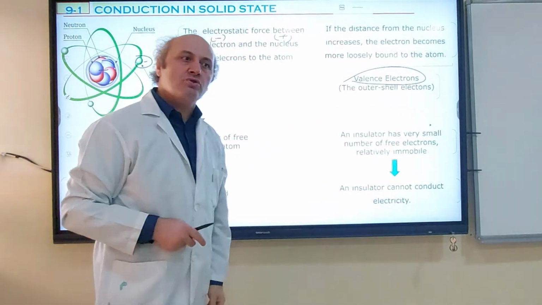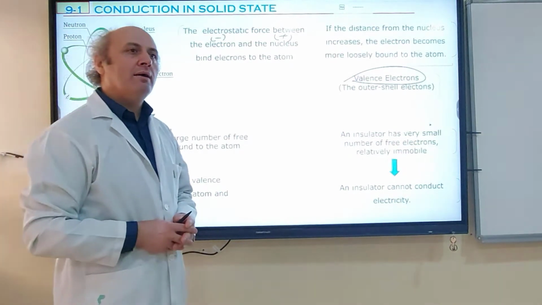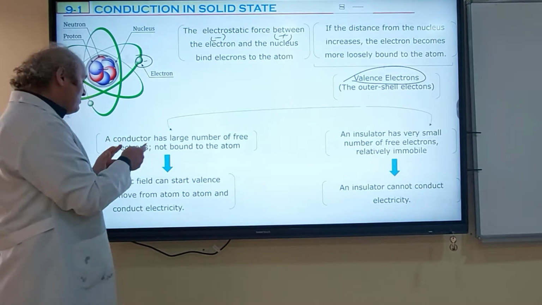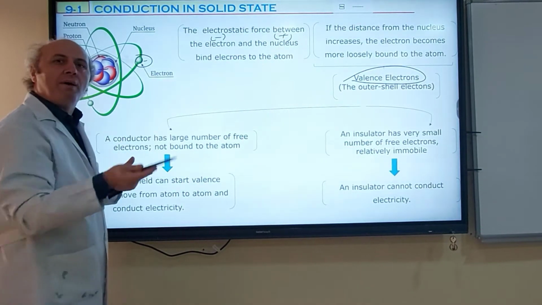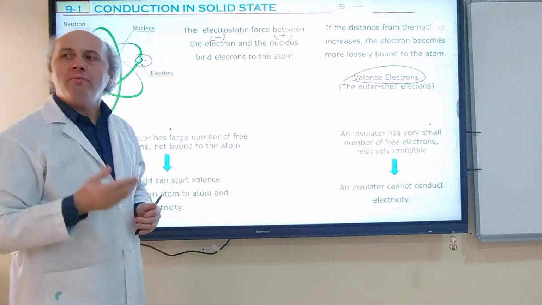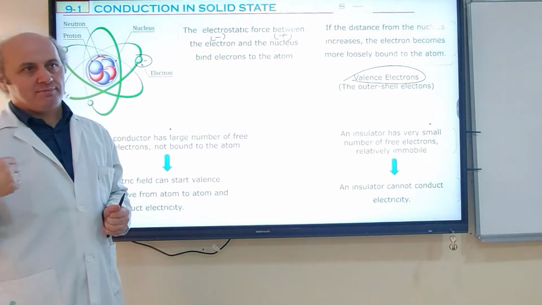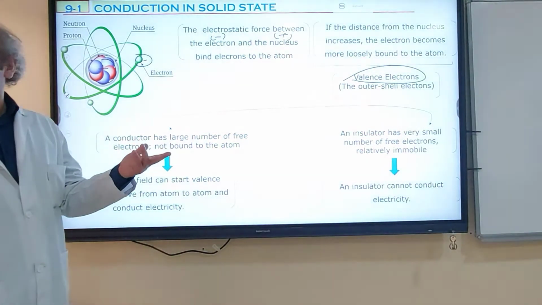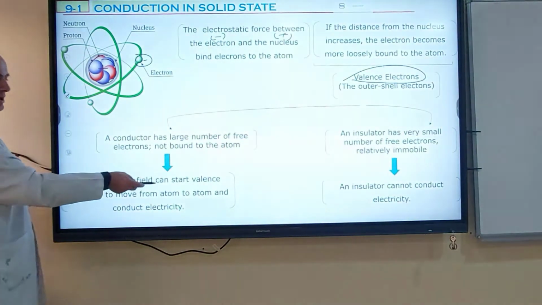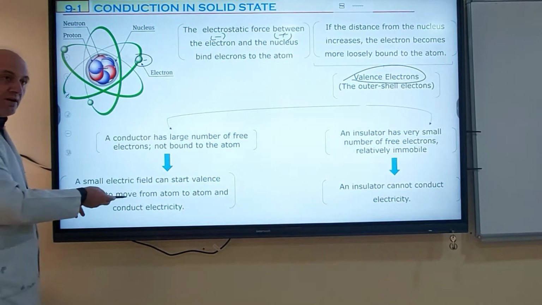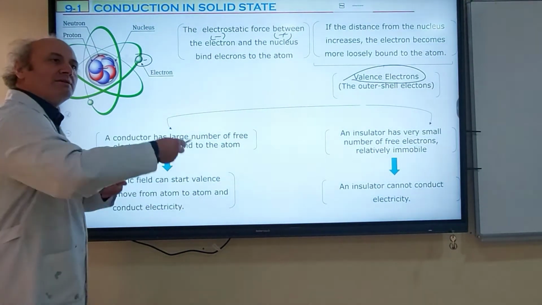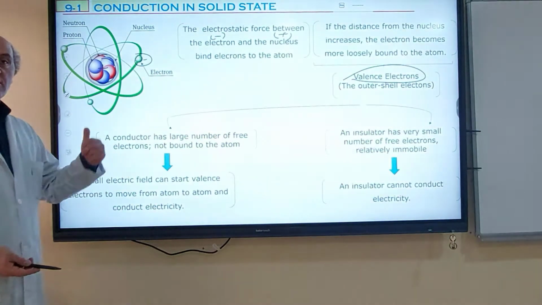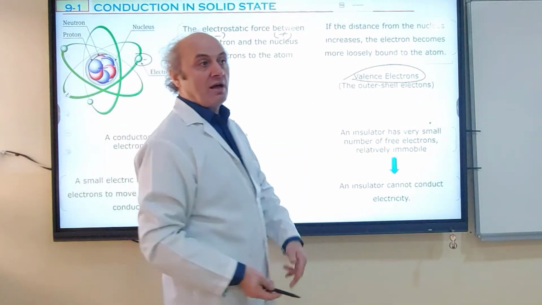These valence electrons determine whether a substance is an insulator or a conductor. A conductor has a large number of these valence electrons, which are mobile. Mobile means they can jump from one atom to the next. So when you connect a battery to this conductor, a small electric field can start valence electrons moving from atom to atom, which means electric current starts. The conductor conducts electricity. But for an insulator, it's not like this.